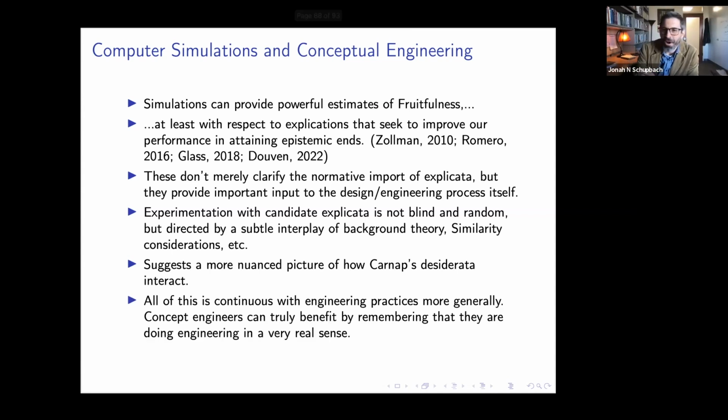And finally, all of this is continuous with engineering practices more generally. Concept engineers can truly benefit, I think, by remembering that they are doing engineering in a very real sense. This is not just an image or an analogy, but concept engineers truly are engineers. And so we should use engineering methods to do concept engineering. And it certainly works in these sorts of cases, I would argue, as I've argued in this talk.